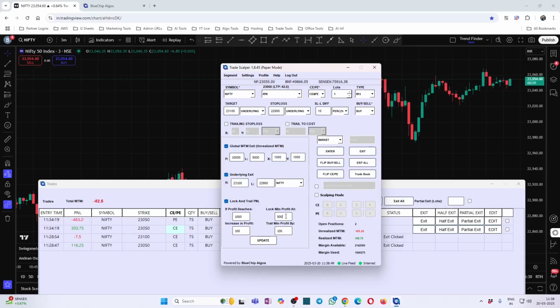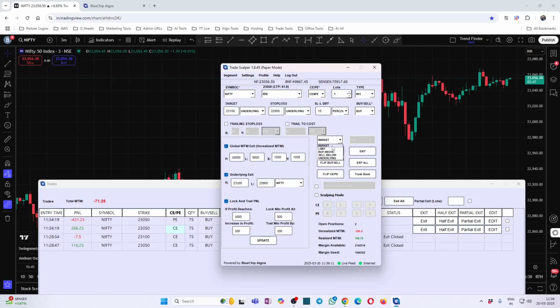These are very important from a risk management perspective, and time and again it has proved that most successful traders follow risk management concepts strongly, and that's the reason they are successful. So just try to make use of all these features. And apart from that, we also have different types of entries: market order, limit order, buy above, sell below, or even the underlying also.